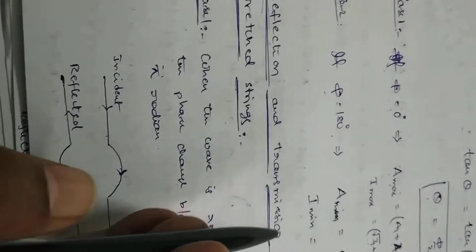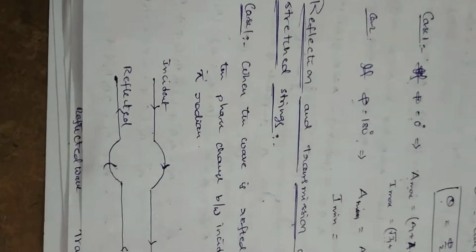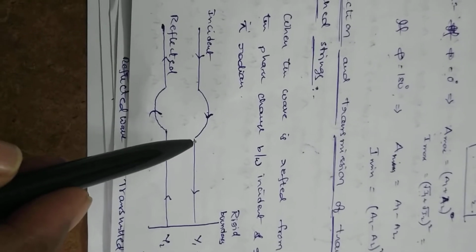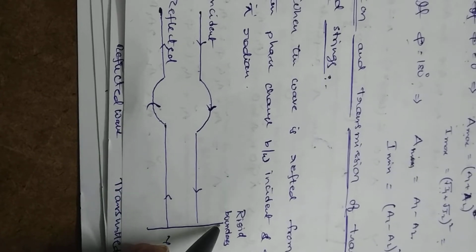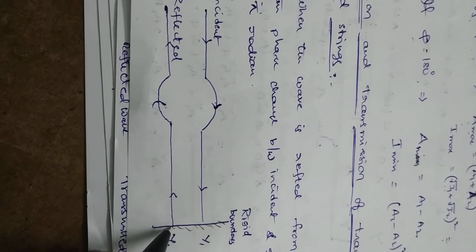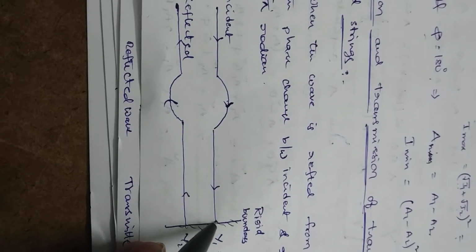Okay, my dear students. So reflection as well as transmission. First we should know the 100% reflection case. Case 1. Suppose it is a string. Let one end of the string be connected to a wall. It is a rigid boundary. It is a rigid wall. It is fixed at this point.